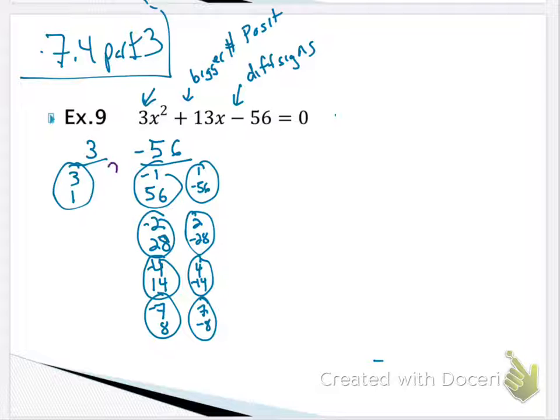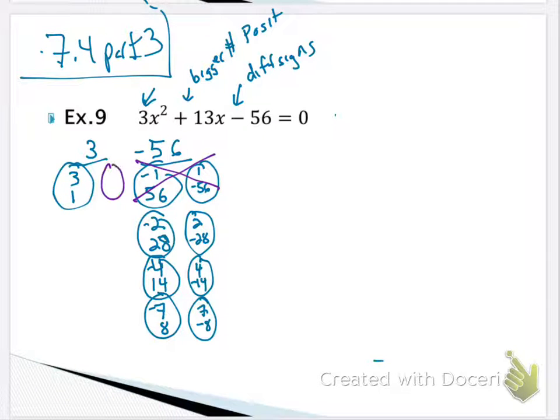We've talked about this before. When you look at these, there are certain ones that are just too big. 3 times 1, negative 1 or positive 1, and then 1 times 56. It doesn't matter. It's never going to get close to 13. You can't add to get it close to 13. We could potentially create something close with the next one, so we'll try it.